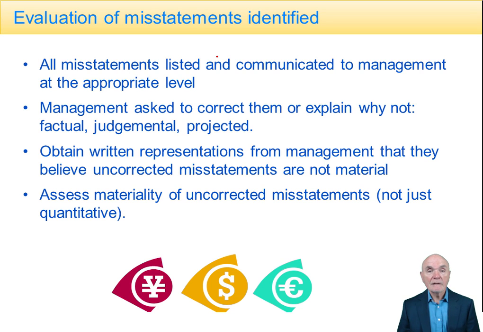You want to obtain written representations from management to the effect that any uncorrected errors are non-material. And then what you have to do yourself and independently is to assess the materiality of uncorrected misstatements. And if you think they are material, then you will have to modify the audit opinion.